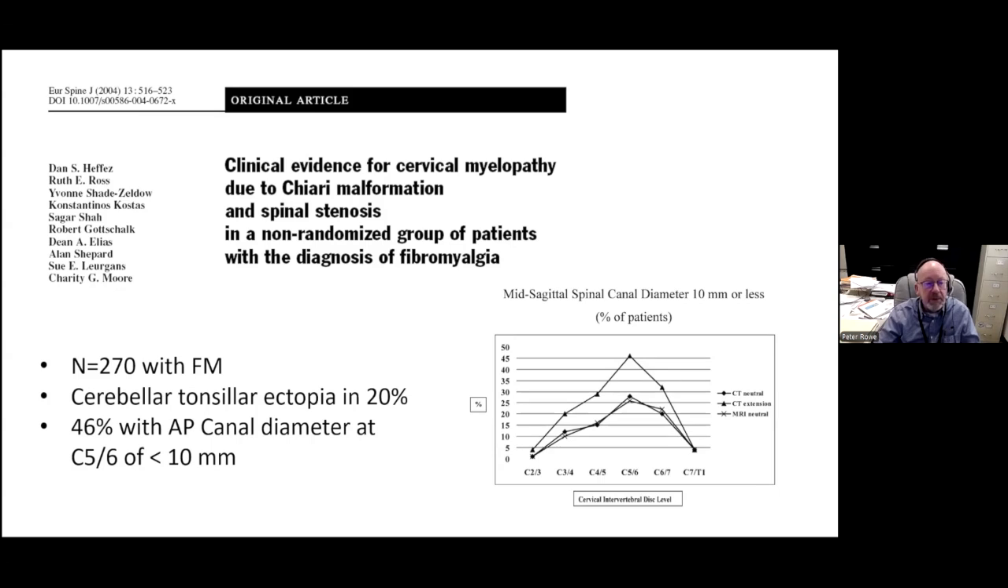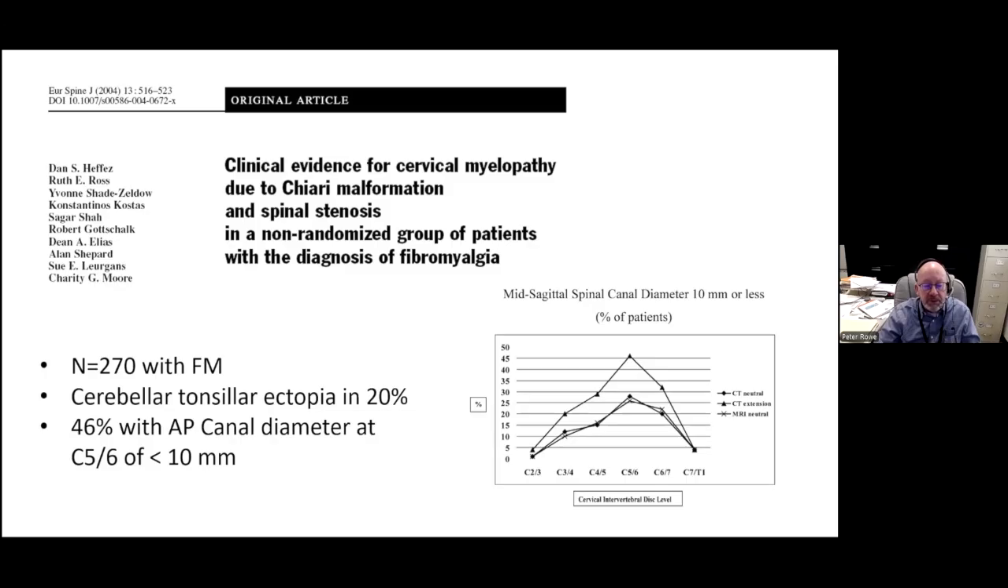So he had a huge series of 270 patients that were sent to him with a diagnosis of fibromyalgia that probably included a lot that also had comorbid ME/CFS. And he found that 20% had cerebellotonsillar ectopia, meaning the cerebellar tonsils were below the foramen magnum.